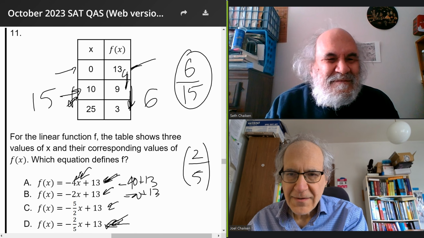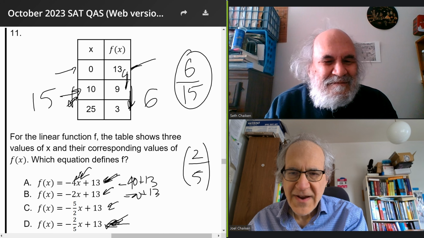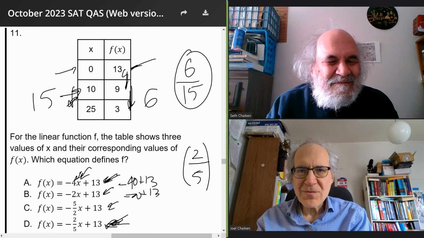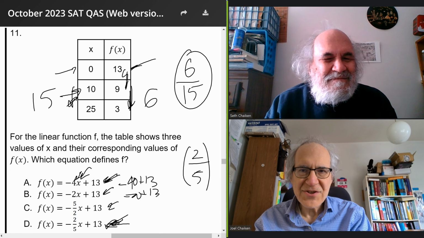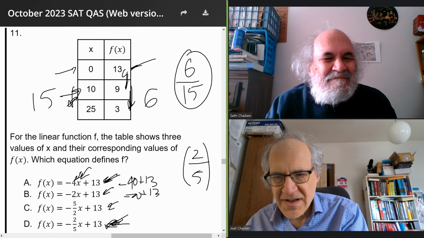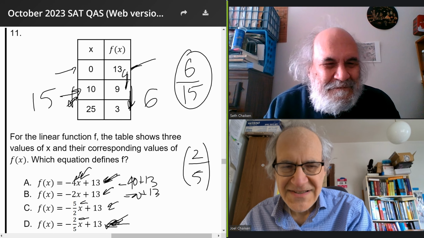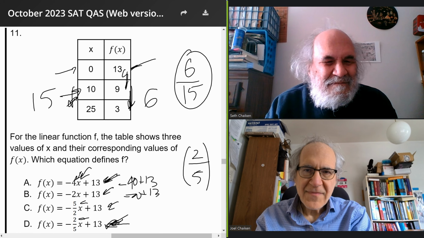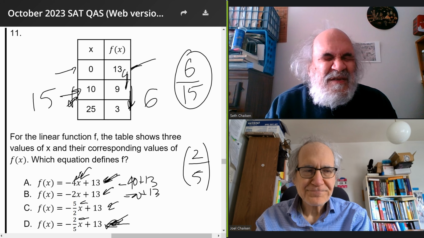This one is a fraction, so it's a pain to do. And this one's a fraction, so it's a pain to do. Probably the most direct way is to do either one of the methods Seth or I suggested. Yeah. Try to figure out what the coefficient is based on the table, which is essentially what we're doing. Yeah. So, okay.